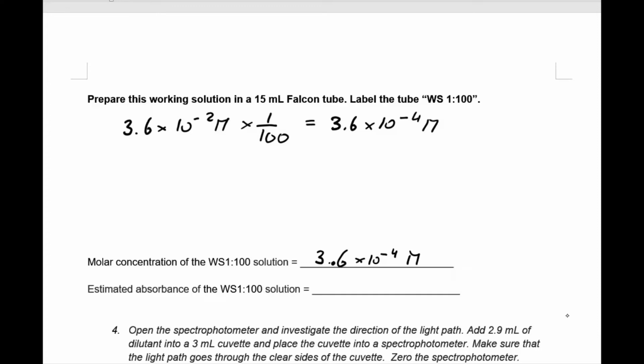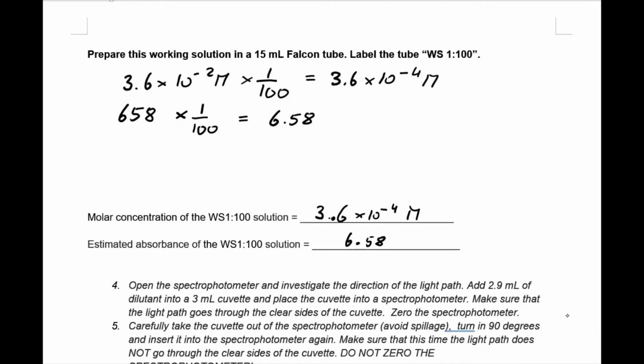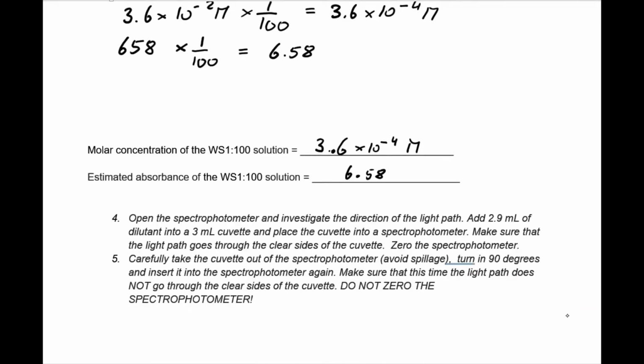And we can also estimate the absorbance of this solution, because we know that our original solution, we estimated it to be a value of 658. And all we need to do is, again, a 1 in 100 dilution of that. So that gives us 658 divided by 100. That gives us an estimated absorbance of 6.58, which of course is still far too high to do something with it.